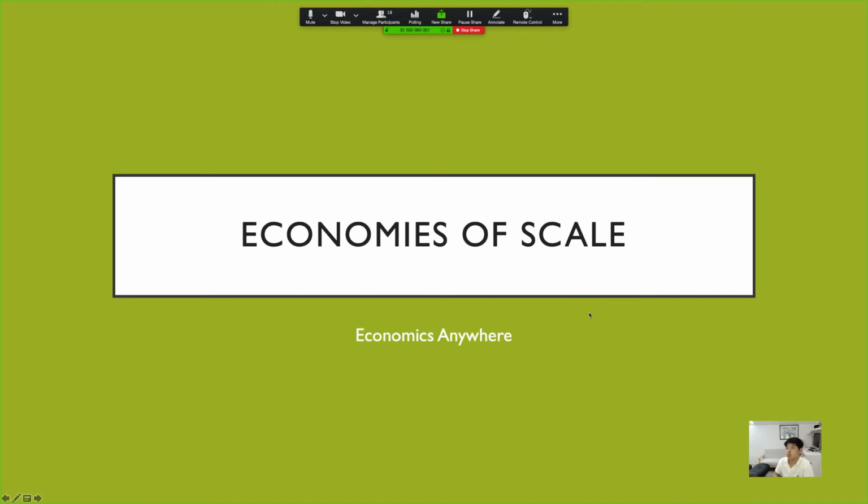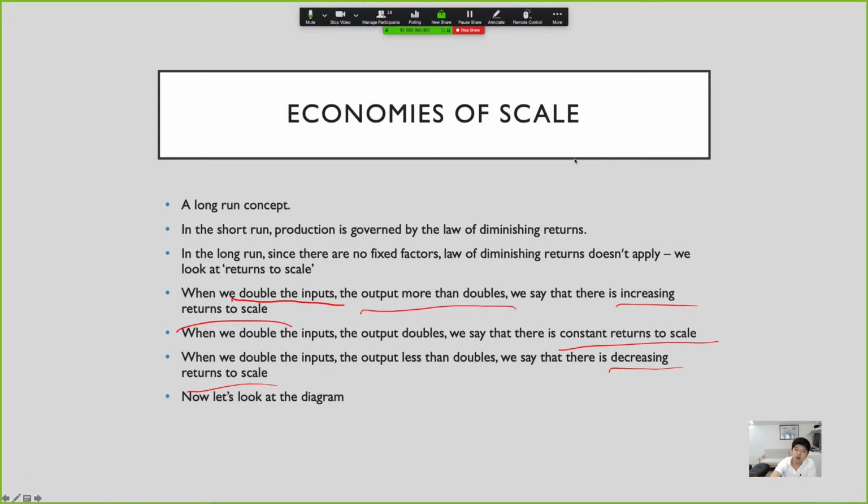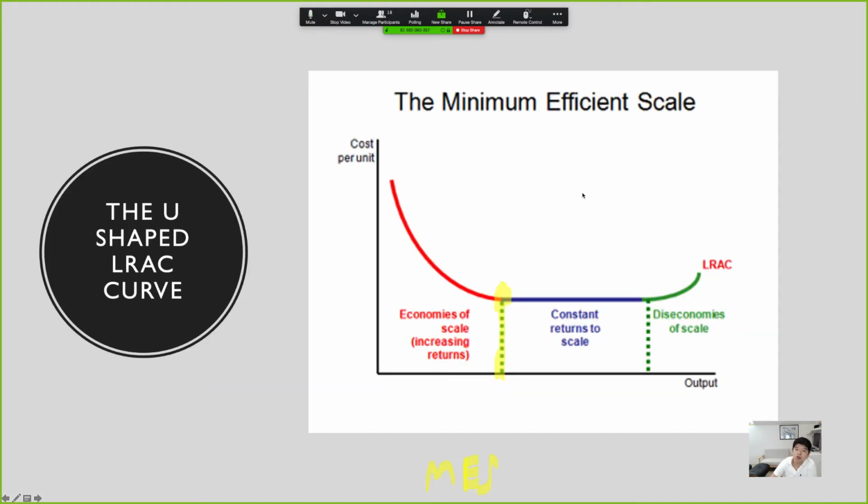Okay, next, we're going to cover this concept called economies of scale. What are economies of scale? The long story short about economies of scale is that as I produce more of a good, I start to experience cost savings. Your average cost comes down, the red part of the graph. And then as it comes down, it stays put for a while.